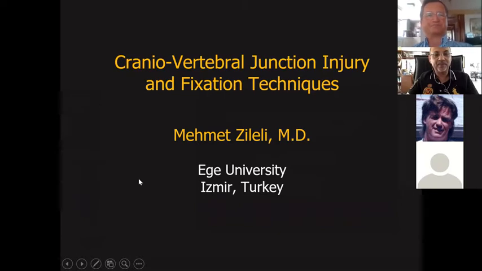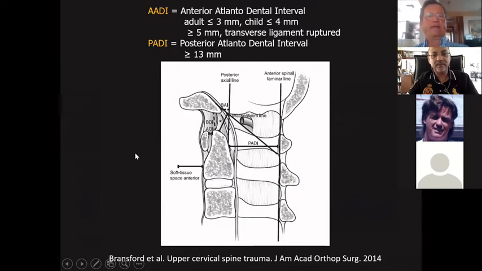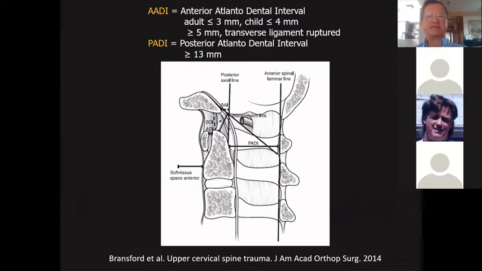Perfect. Yes. I will try to give some information about craniovertebral junction injury and fixation techniques. In fact, this region has a unique anatomy, and we have to be aware of the measurements of the region. Although we do not use too much direct X-ray measurements, we can still use them in the sagittal CT scans. One of them is the anterior atlantodental interval.